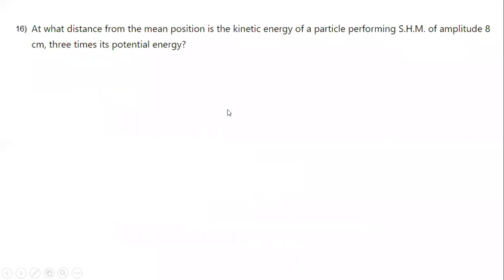Question number 16. At what distance from mean position x is the kinetic energy of a particle performing SHM of amplitude 8 centimeter 3 times the potential energy? You have to use the formula kinetic energy is 3 times the potential energy. And then you have to substitute the kinetic energy formula and potential energy formula. You have to cancel the common term and find out x.